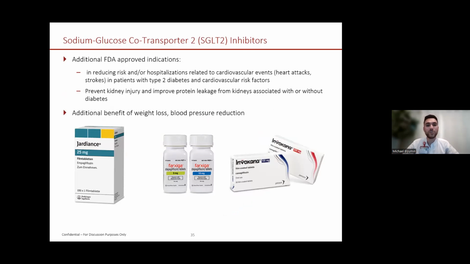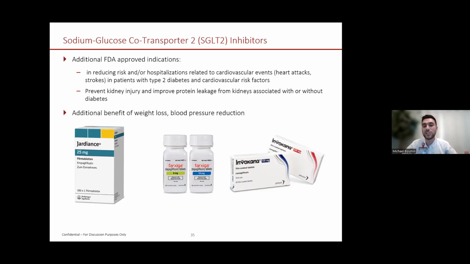We have the sodium glucose cotransporter 2, SGLT2 inhibitors. They have 2 additional FDA-approved indications. They help in reducing risk and/or hospitalizations related to cardiovascular events, so heart attacks and strokes, in patients with type 2 diabetes that have cardiovascular risk factors, things like a history of heart attack or stroke, or hypertension, or heart failure, other risk factors of the cardiovascular system. They also help prevent kidney injury and improve protein leakage from the kidneys, which is one of the first signs of kidney injury, associated with or without diabetes.